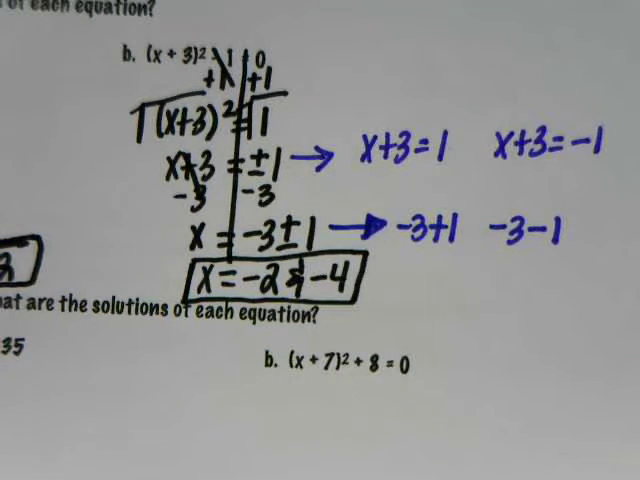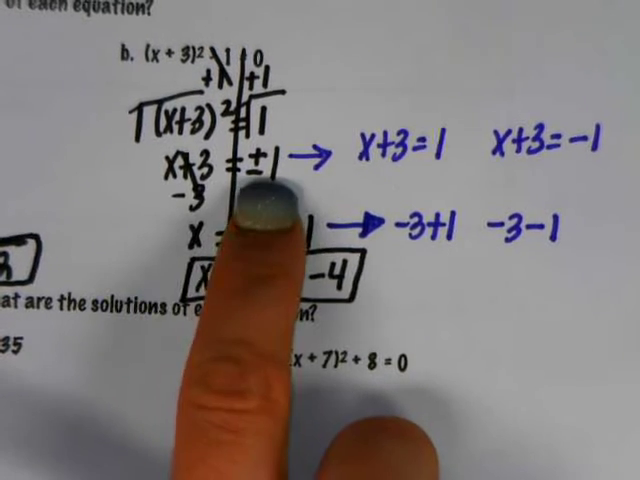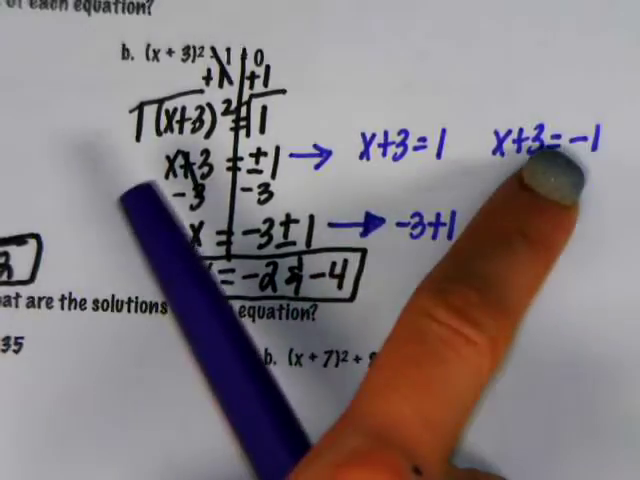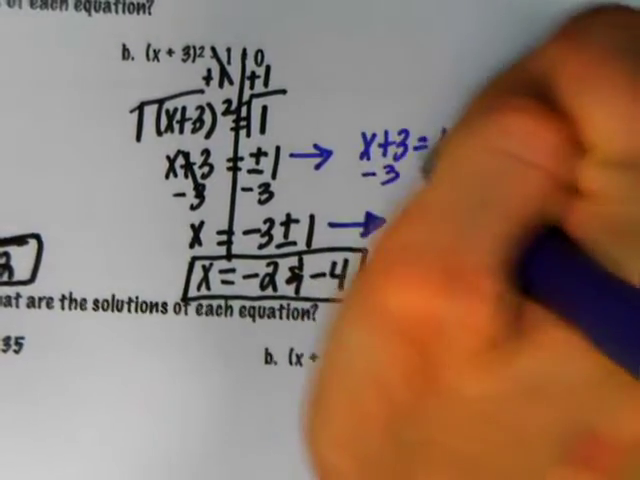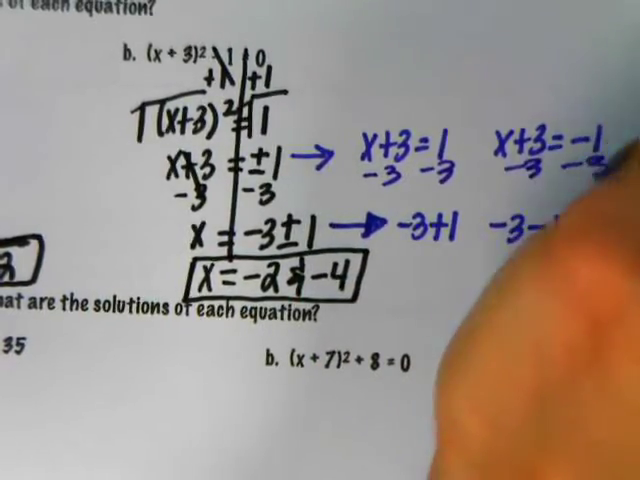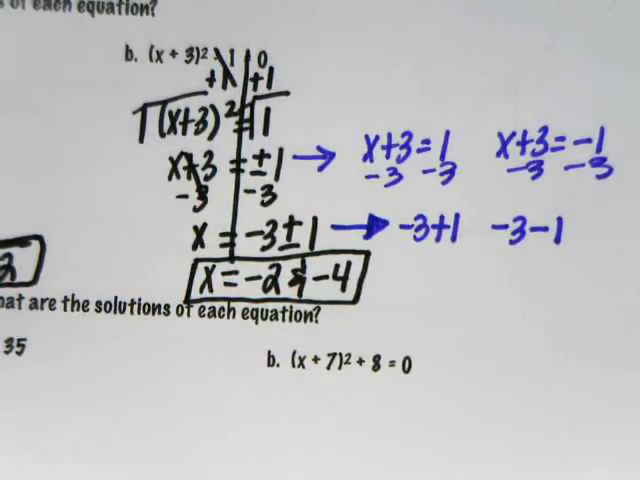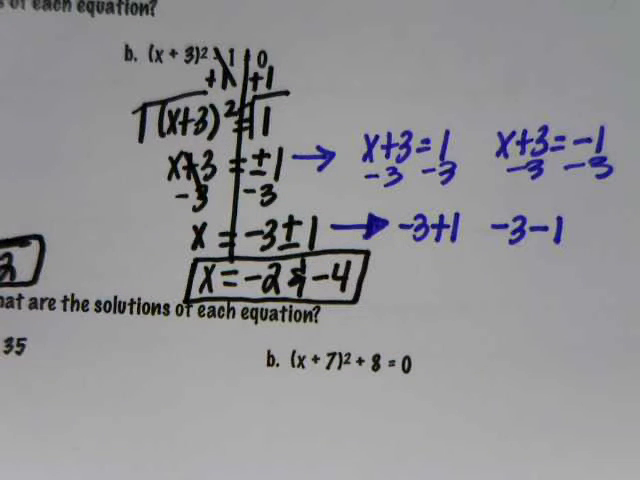How did you get negative 2 and negative 4? Yeah. Negative 3 plus 1 is negative 2. Negative 3 minus 1 is negative 4. Since x plus 3 equals plus or minus 1, if you set up the equations to positive and negative 1 and minus 3 on both sides, you're going to get negative 2 and negative 4. Does that make sense? Yeah. Okay, try the next one.